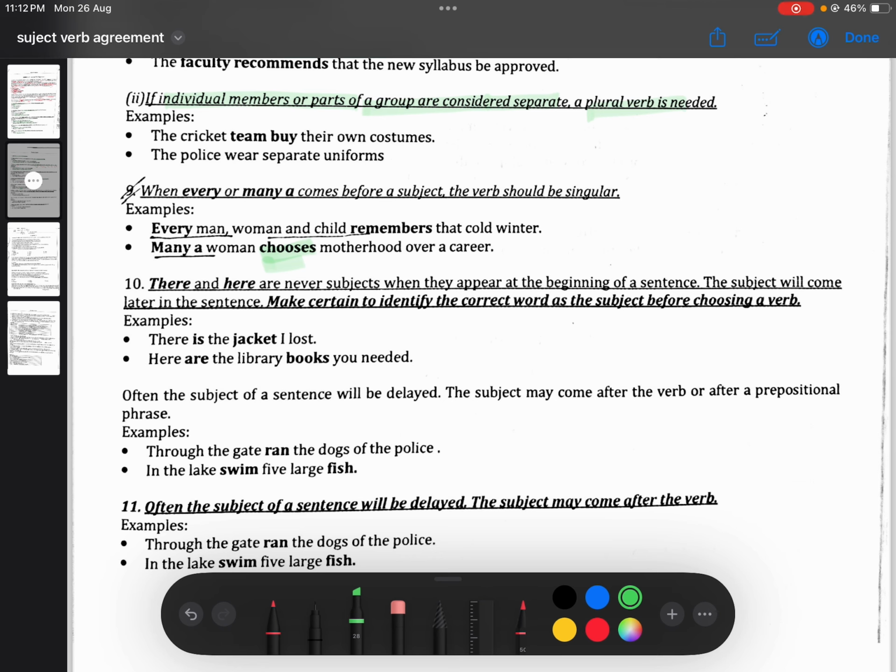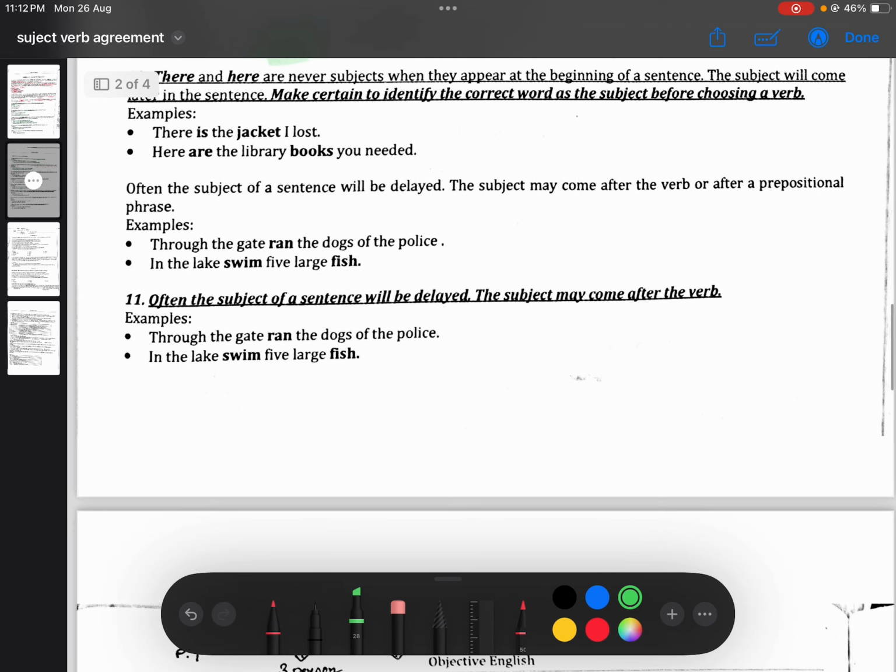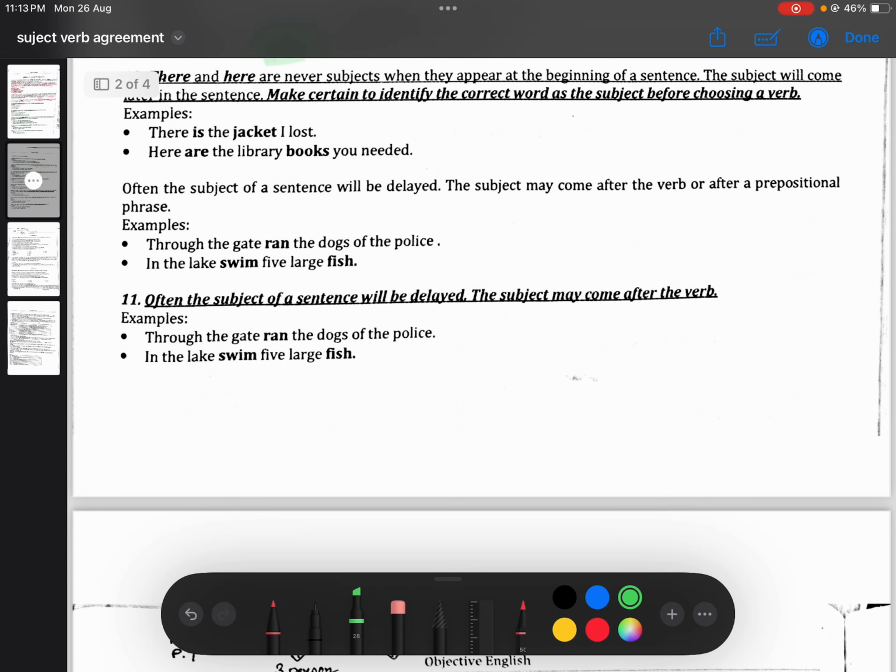And in the lake swim five large fish. So this is one of the rules. Often the subject of a sentence will be delayed. When the subject comes after the verb, the subject of the sentence may be delayed. Through the gate ran the dogs of the police. Now, next example, in the lake swim five large fish.